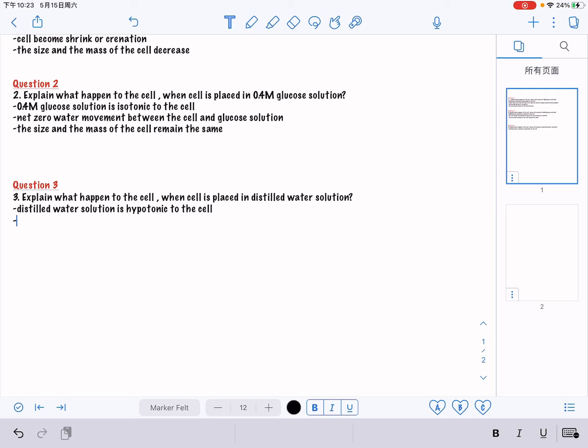When the cell is placed in hypotonic solution, the water from the distilled water solution will move to the cell along the concentration gradient. When the water moves into the cell, the cell will undergo hemolysis.